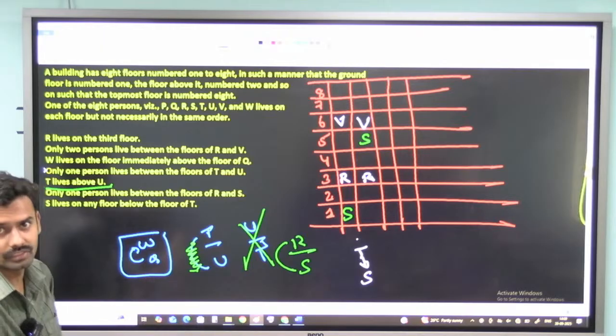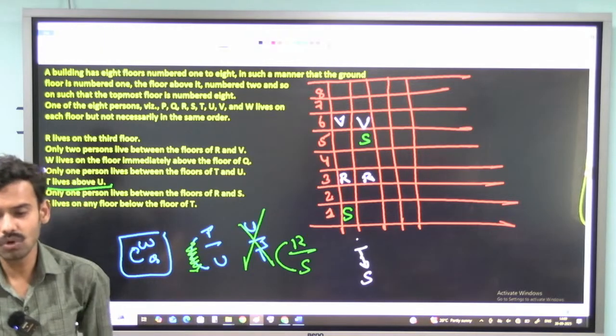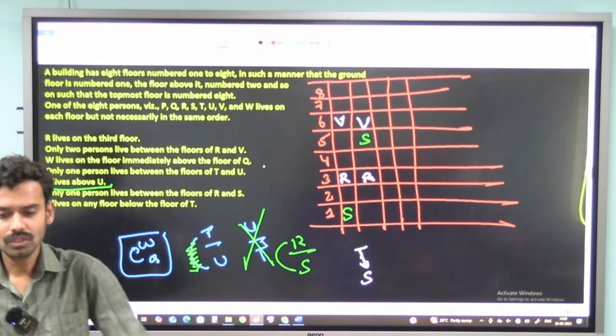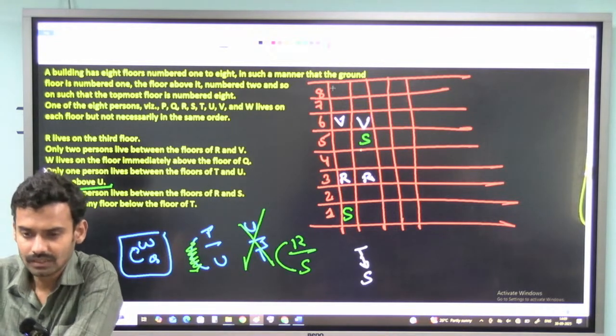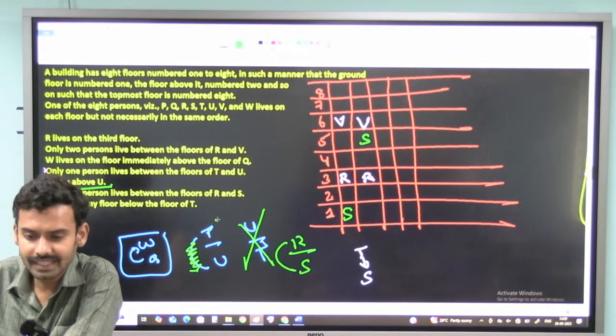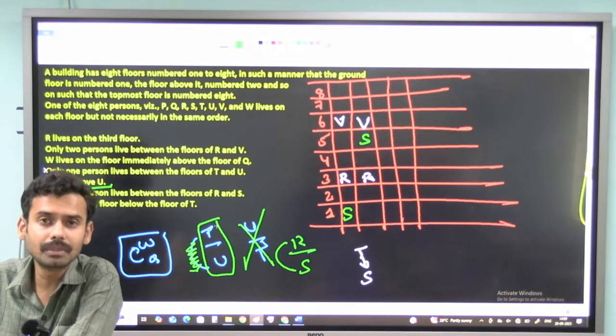It can occupy any of these floors. So that is the difference between below and immediately below. Now let me try to fit all this information. First condition, suppose I take T and U, there is only one person between T and U.